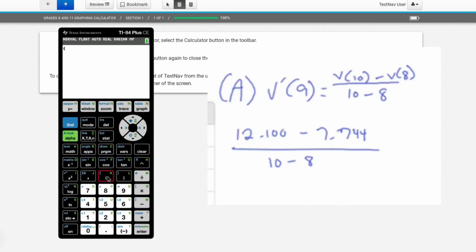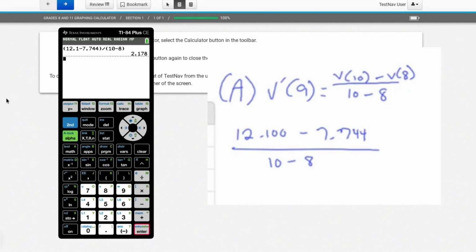Big parentheses for the numerator, 12.100, which is just 12.1, minus 7.744, close the parentheses, all divided by 10 minus 8. It's going to be 2, but we're just going to use our calculator anyway for the purposes of showing you how to do stuff. Hit enter, and you get a nice 2.178, nothing to really round.